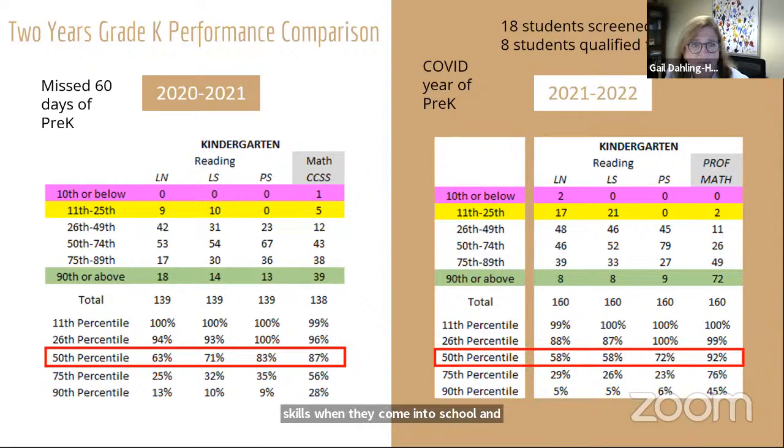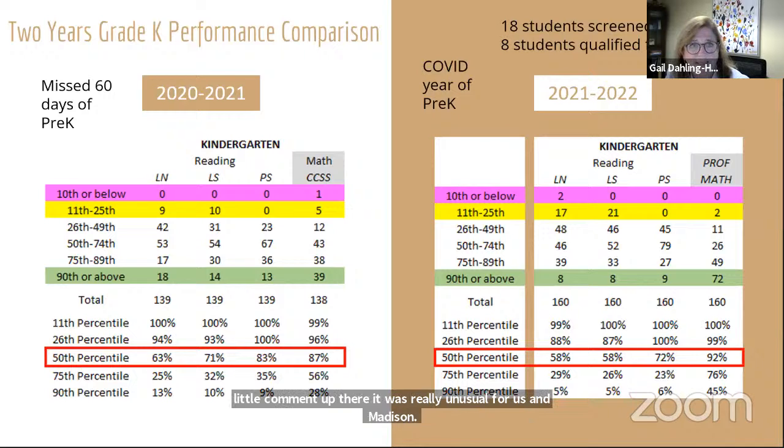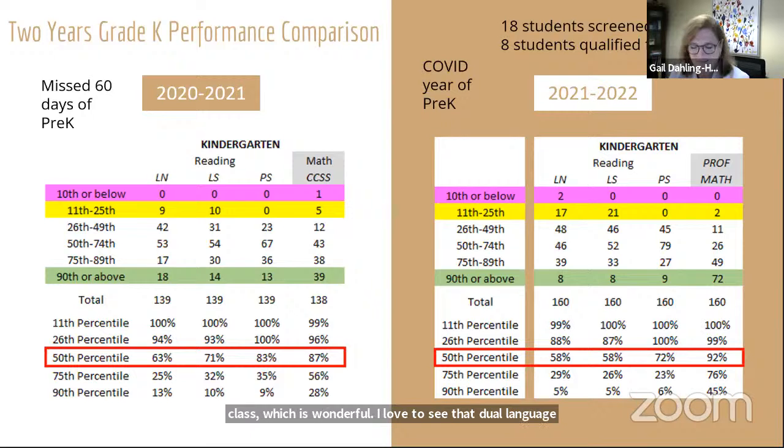And that certainly is what our data is showing us. In addition, I put a little comment up there. It was really unusual for us in Madison to greet 18 students who come from dual language households in our kindergarten class, which is wonderful. I love to see that dual language household ability coming into our system. Out of those 18 students who were screened for EL services, English language services, 8 of those students qualified.